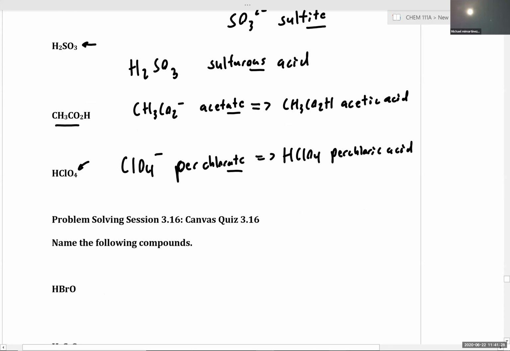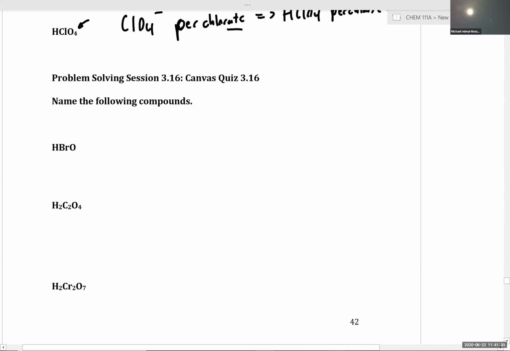Now let's focus on naming the following compounds, and let's apply what we've learned in the following problem-solving set. You can submit your responses via the chat or via Canvas quiz 3.16. We'll discuss these examples in about 3 minutes. And don't be shy to message me via the chat or unmute and ask any questions you have about this content.